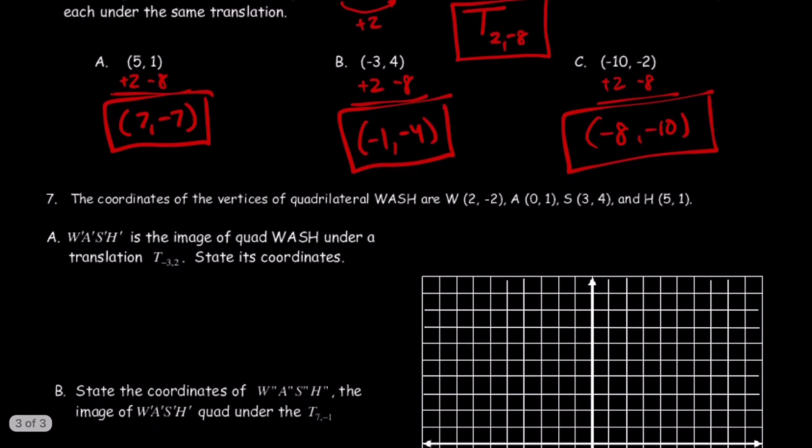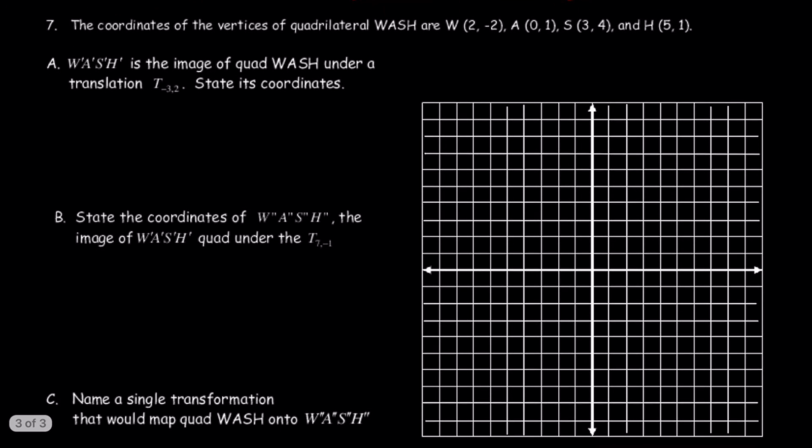All right, last one. This is the multi-step problem. Probably what you'll see on your exam. The coordinates of the vertices of quadrilateral WASH are W is 2, -2. So let me plot that real quick. There's W. A is 0, 1. Okay, there's A. S is 3, 4. There's S. And H is 5, 1. Okay, so now let's connect those vertices.